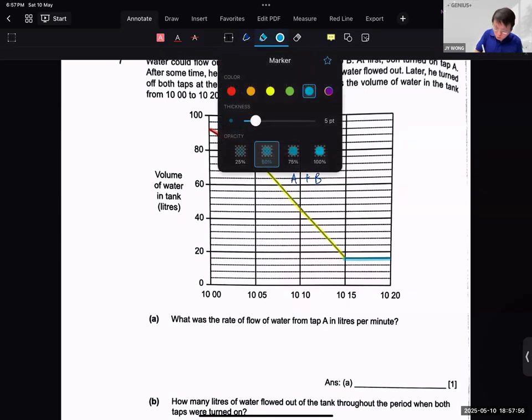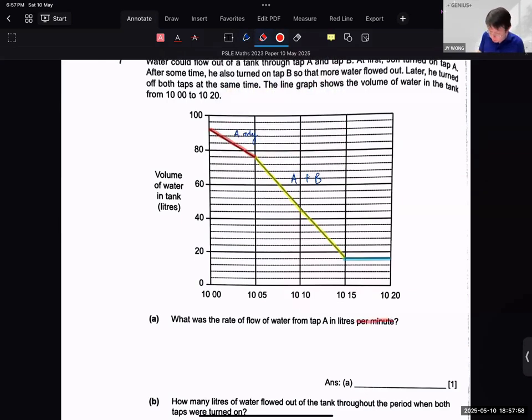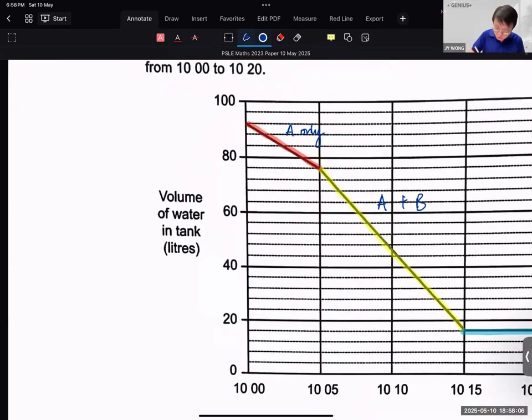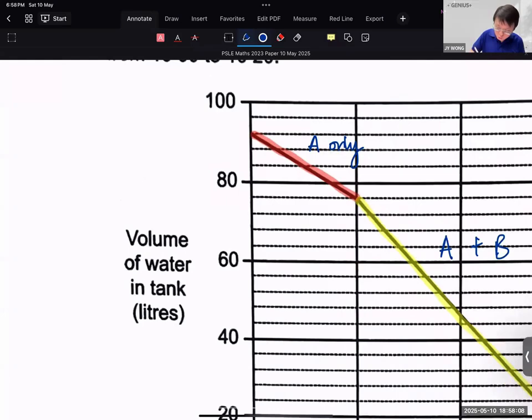That year, quite a few students made a mistake because they never saw "per minute." So they go and find the rate for 5 minutes instead of per minute. So make sure you count the intervals carefully. 1, 2, 3, 4, 5. So 5 units is 20, means 1 unit is 4, not 5.